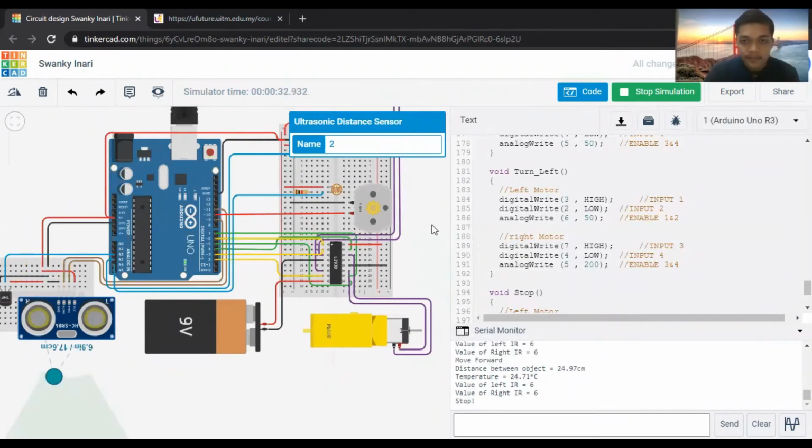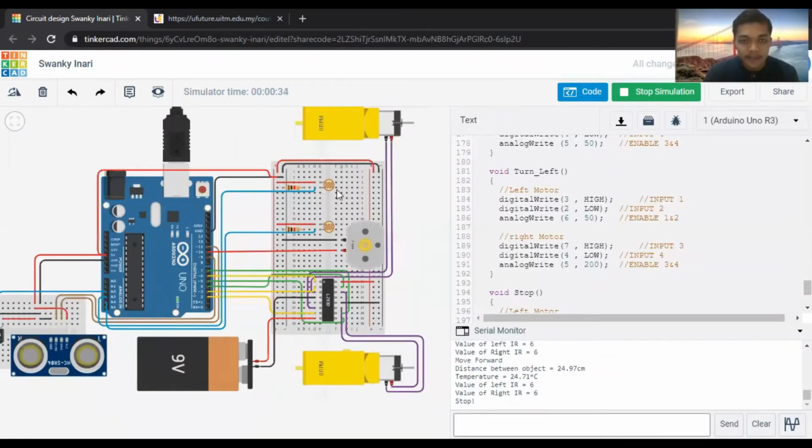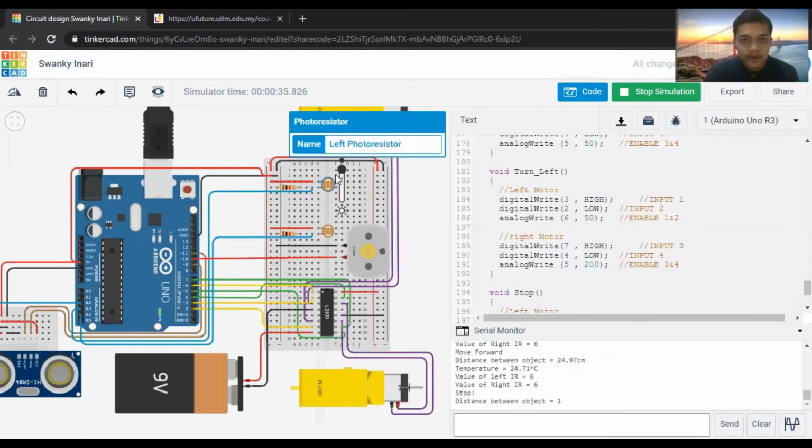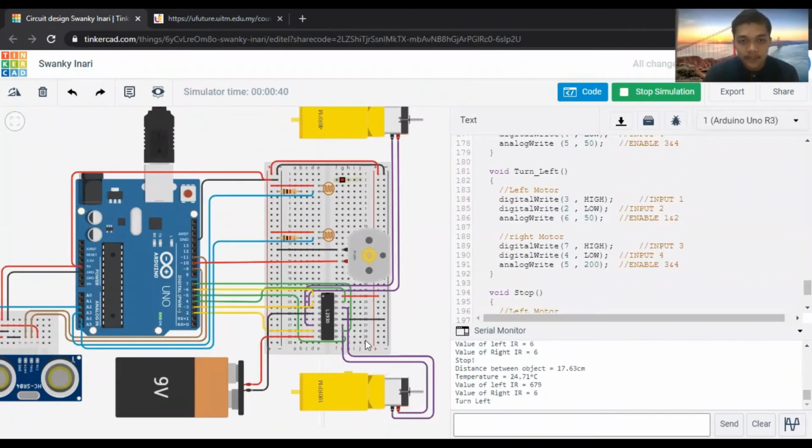Okay, what happened? The robot will stop. Both motors are at 0 RPM. And what happened when the left photoresistor found the white light? Okay, the motor will turn left. So the left motor is slower than the right motor.